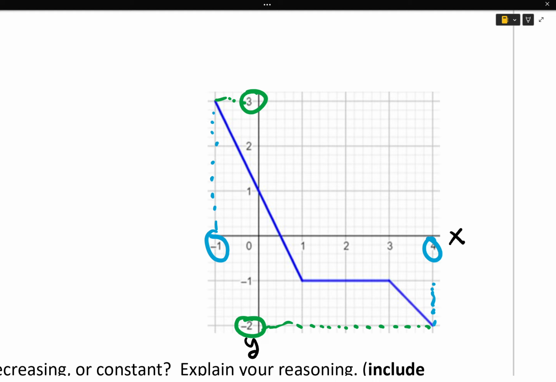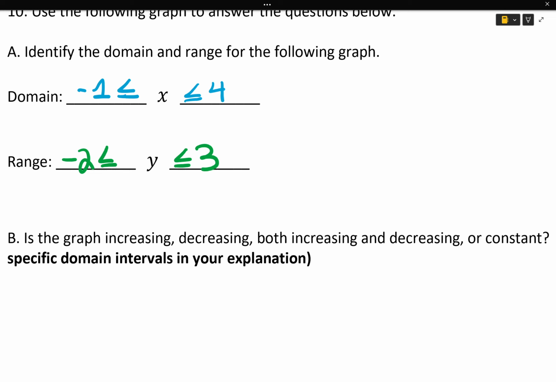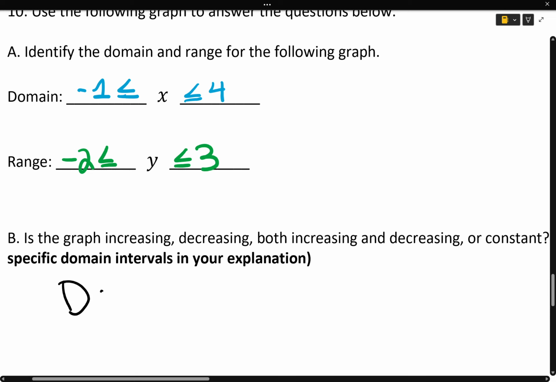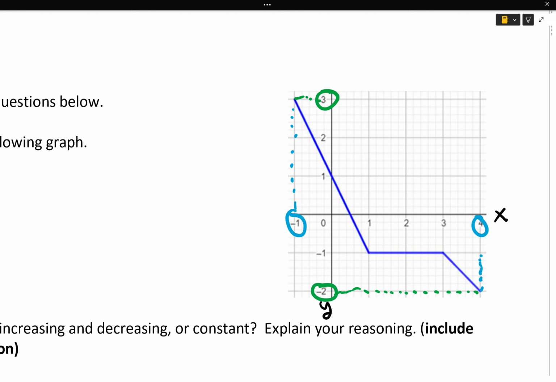I do not have anything increasing. I do have decreasing and constant. I just don't have any part of my graph that goes up. So, decreasing. D for decreasing. Let's see. I start at, oh, by the way, when we're looking at increasing and decreasing and constant intervals, we're only looking at the independent values, only at the x's.